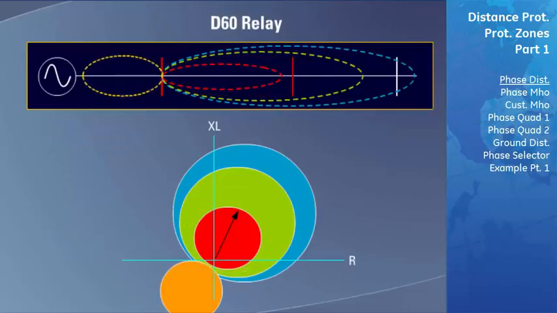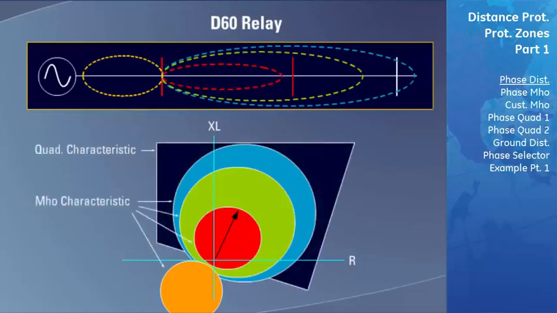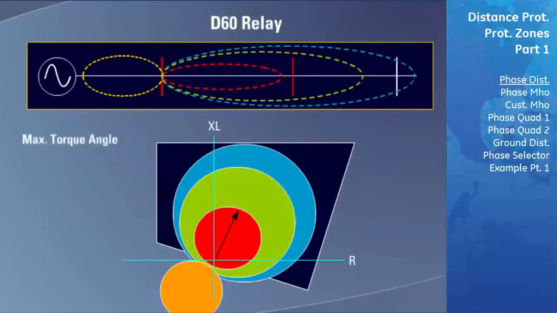Also, each zone can be programmed to have a Mho or quadrilateral shaped protection characteristic. The operating characteristics of each zone can be set individually, including the maximum torque angle, the location of the blinders, the directional angle, and the comparator limit angles, to name just a few.